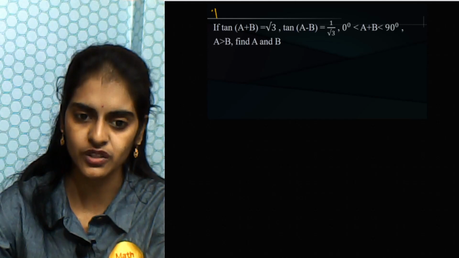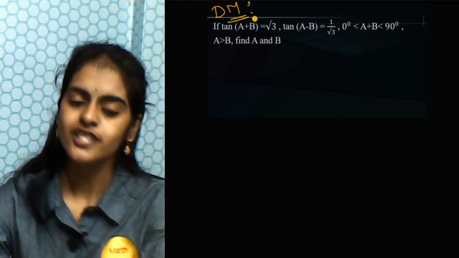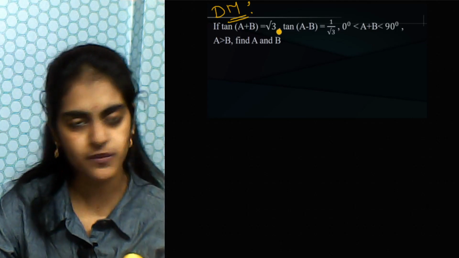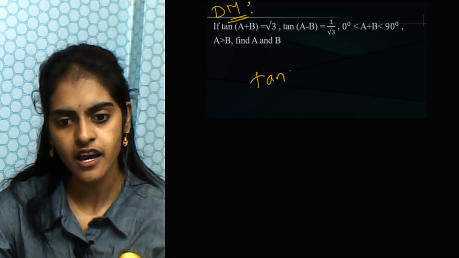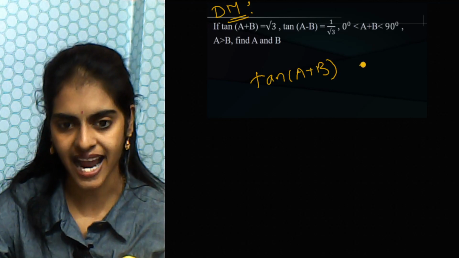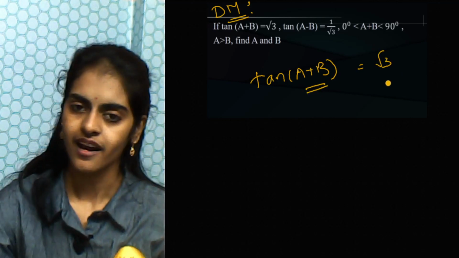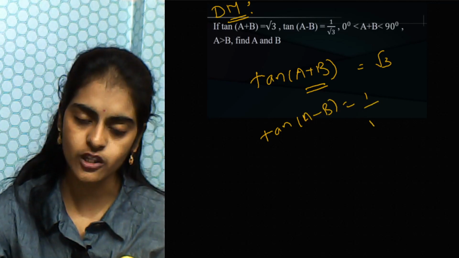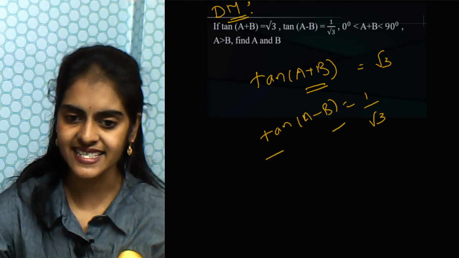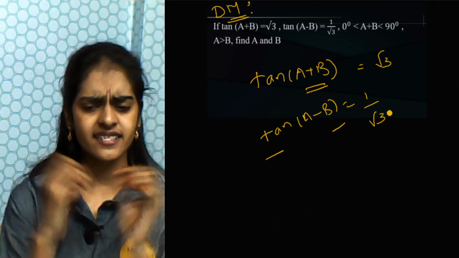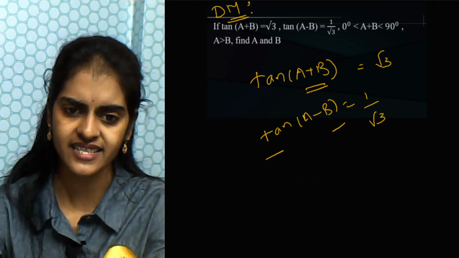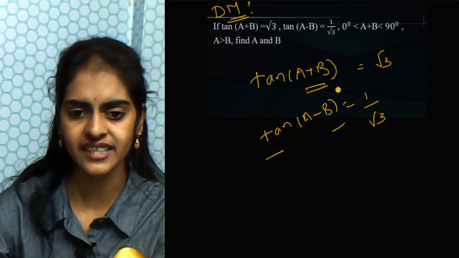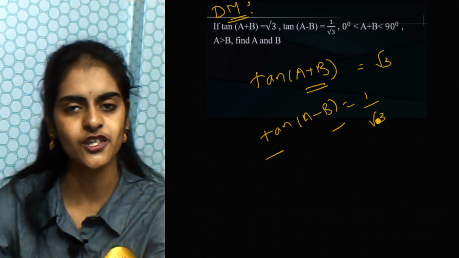Clear? Now, since you have seen all this, I want you to try this problem yourself. If tan(a plus b) is root 3, that means you have to find for which angle the tan value is root 3. And tan(a minus b) is 1 by root 3, so you will find for which angle this tan value is 1 by root 3. Just substitute the value, as we have just done in the same model. You can solve for a plus b and a minus b, and you'll get the values of a and b.